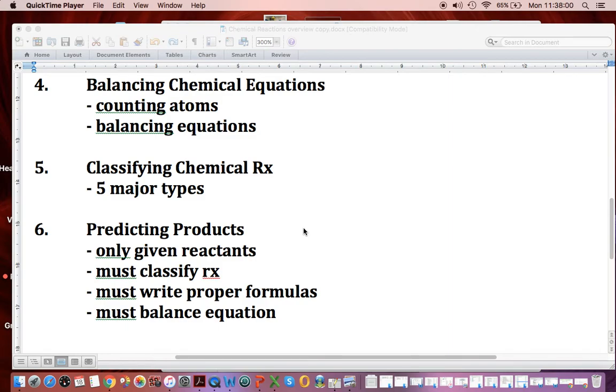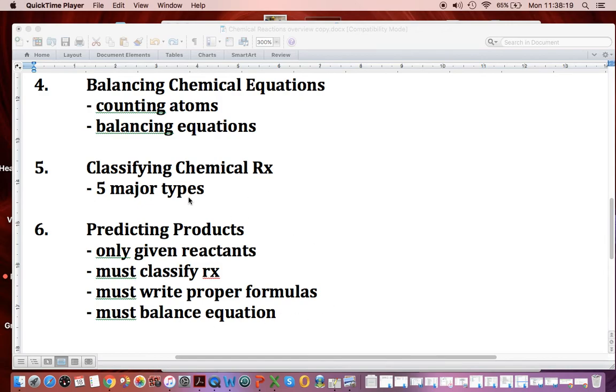You have to take just the reactants, and you first of all have to classify the reaction carefully, and you're saying what's Rx? Rx is the abbreviation for reaction. And then you've got to write the proper formulas for the products by understanding the pattern of how the reactants react. And then you finish it off by balancing.